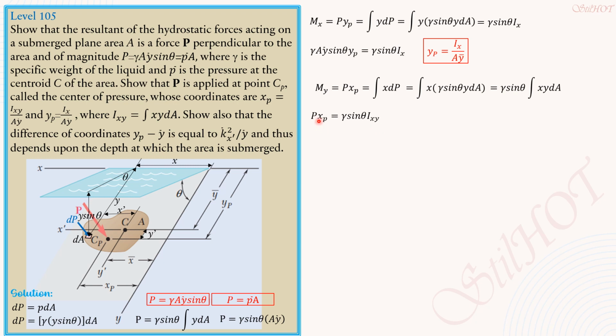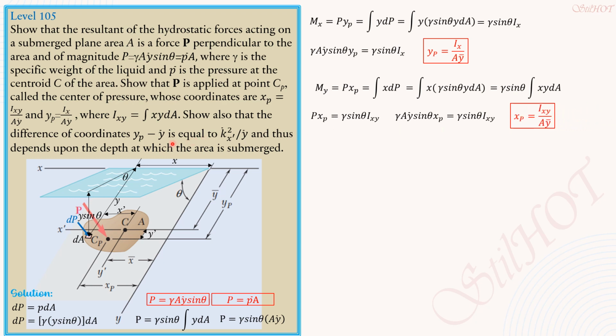Substitute the value of P, which is gamma times area barred y sine theta. So gamma area barred y sine theta times x sub p equals gamma sine theta times Ixy. We cancel specific weight sine theta again. So we have left here area barred y, x sub p equals Ixy. That's why x sub p is Ixy over area barred y.